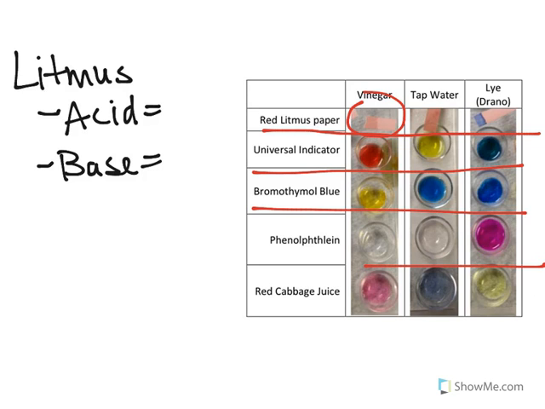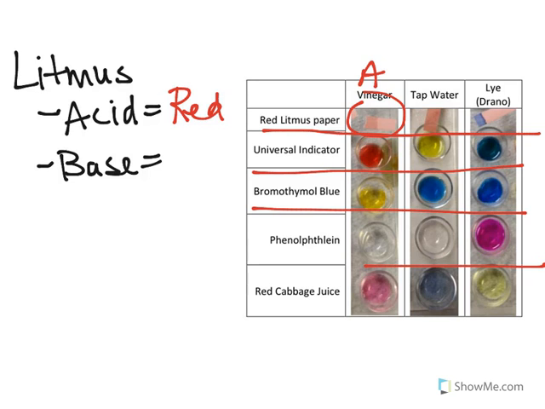And so litmus paper will always, with acids, turn red. So acid red is kind of a funny way of thinking about it. And so you can see here that our vinegar would actually be considered an acid. It doesn't really look like it's changed much with our tap water. So our tap water should be neutral. It's usually got a little bit of extra carbon dioxide dissolved in it, and so it's slightly acidic.